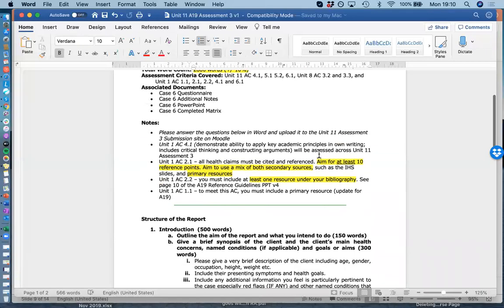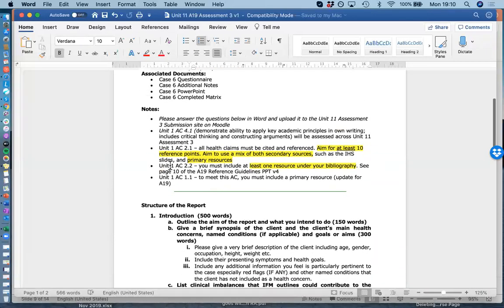You do need to include a reference list, and so aim for at least 10 different references. You can use a mix of both secondary sources, such as the IHS PowerPoint, but we would also suggest that you use primary sources as well. So you can look at some of the references that we've included in the IHS PowerPoints, or if you find some of your own primary sources, that's great. But it is important that you include at least one of them in your reference list.